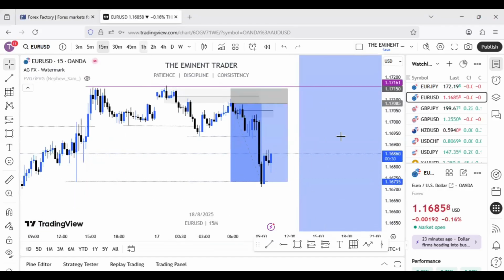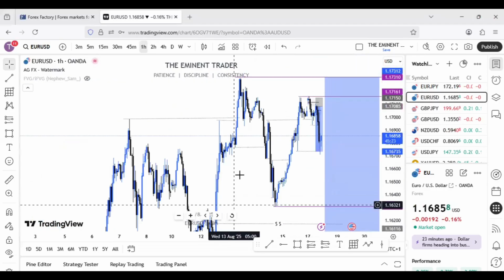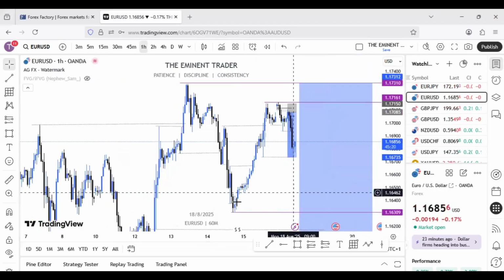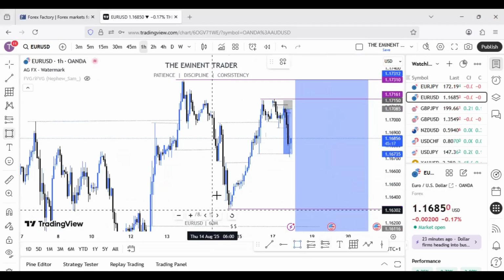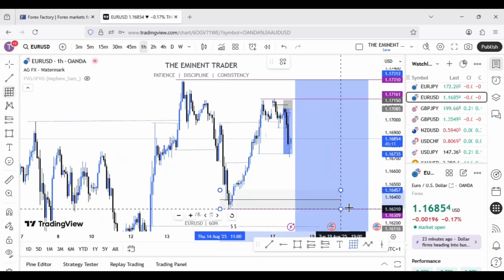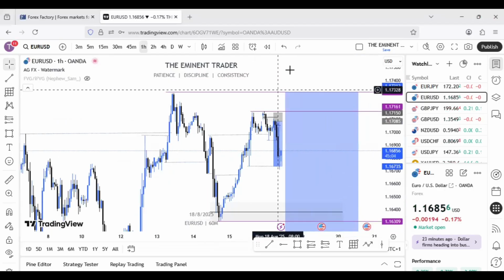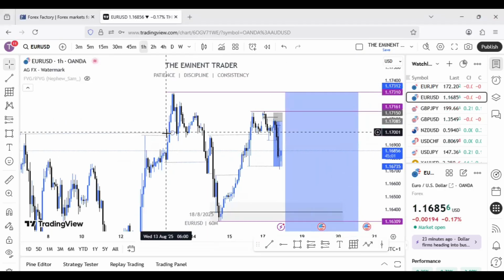But if I'm using the 1 hour, I'll just be waiting for this demand because this is the most recent one. But let me say this becomes valid. This other block only becomes valid after this break of structure, after there's a break of structure. Remember, this is still the most recent break of structure.